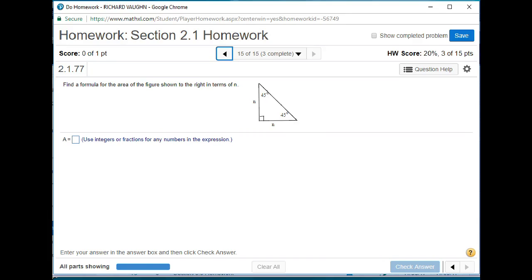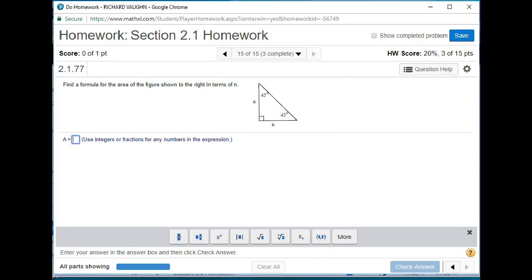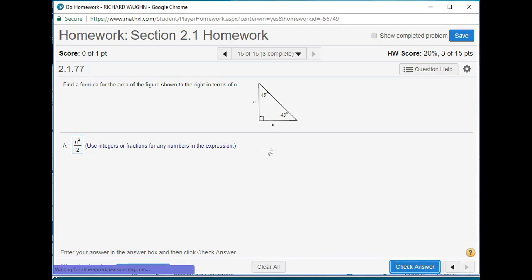But the area of a triangle is 1/2 base times height. So you could do 1/2 of n times n and get 1/2 of n squared. So 1/2 of n squared is n squared over 2. I'll just use the little fraction tool. In the numerator, I'll write n, and then I'll use the exponent button, n squared over, and then put the 2 on the bottom. And that should be it.